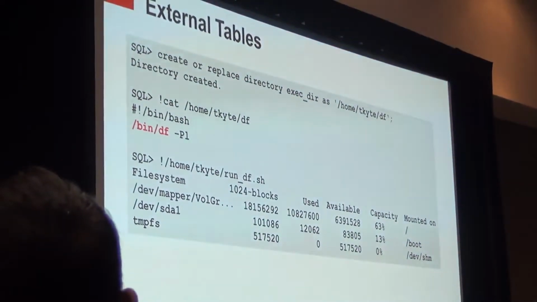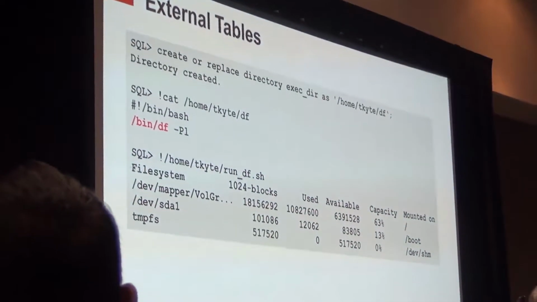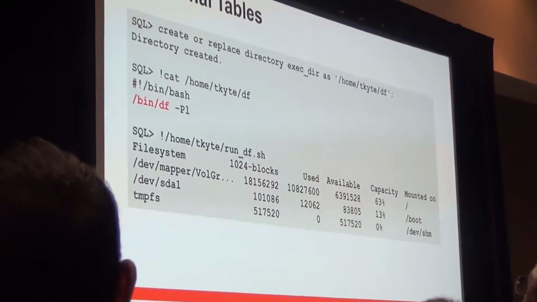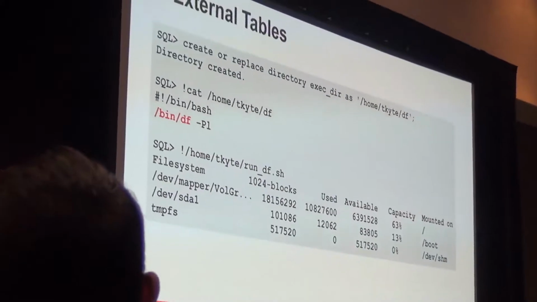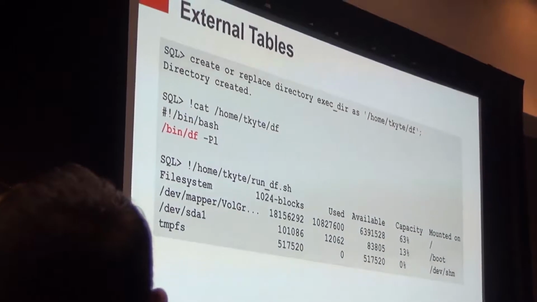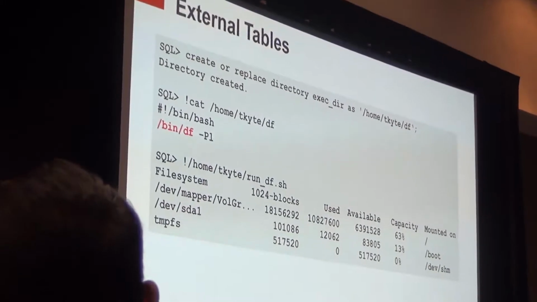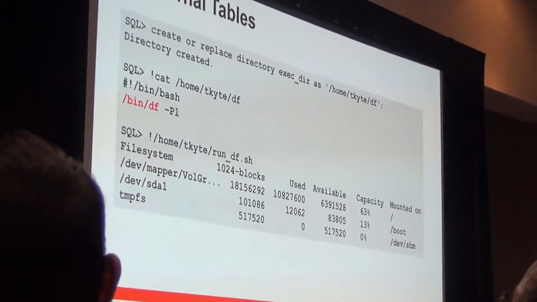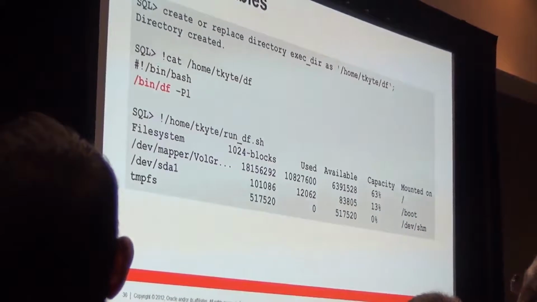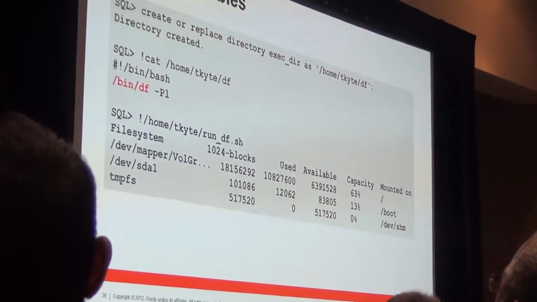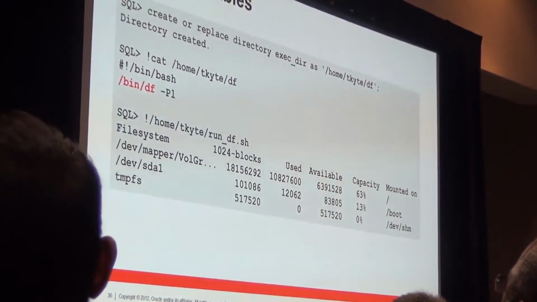When you're writing scripts, I don't care if it's for external tables or DB with scheduler or anything, always use explicit paths. Never rely on the path. The reason you can't rely on the path is different for the database server than it is for you when you're running the command line. So when I'm running a script from my command line, it's using my environment. When the database runs it, it's using the database's environment.